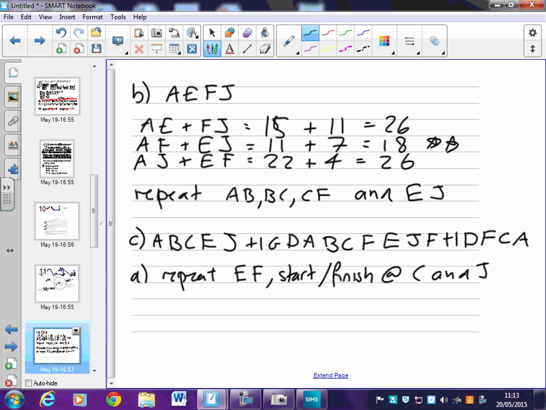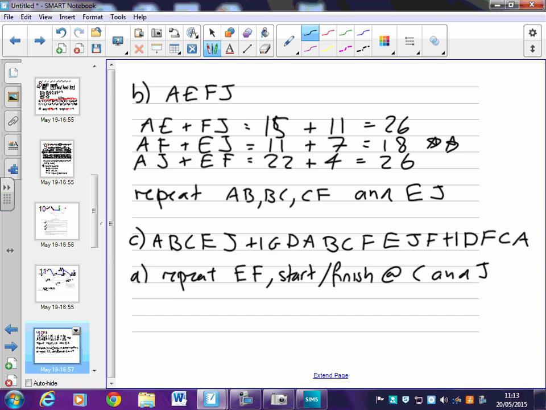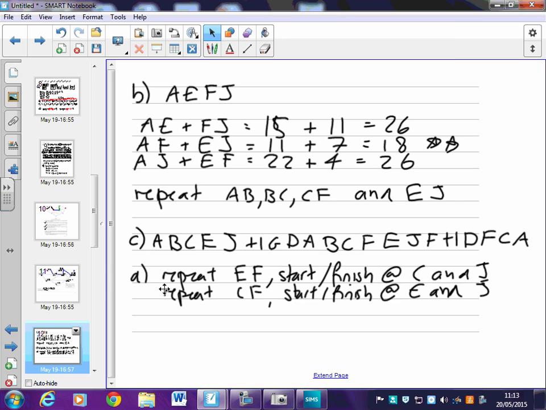And then the other combination was the other shortest one, which was the other 4, which was between C and F. So that is repeat C, F, which means that we're going to start and finish at the other 2, because they're now going to be odd, which is E and J. Okay, so like I said, if you're allowed to start and finish at different points, you just need to make sure you've got 2 odd ones, and there are your start and finish points on there.